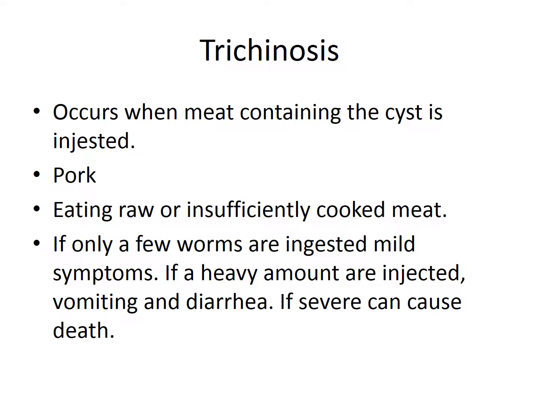Trichinosis occurs when meat containing the cyst is ingested, usually seen in pork, and it is seen in eating raw or insufficiently cooked meat, but it's particularly seen in pork. If only a few worms are ingested, the individual would just have mild symptoms. If a heavy amount were ingested, it's vomiting and diarrhea. In severe cases, it can lead to death. It's almost like a really bad case of food poisoning. But remember, trichinosis is directly associated with pork.